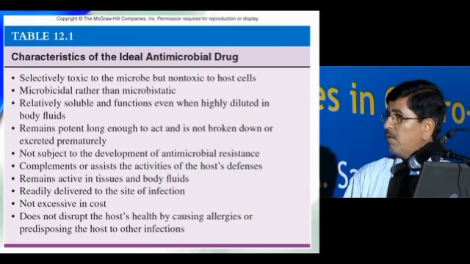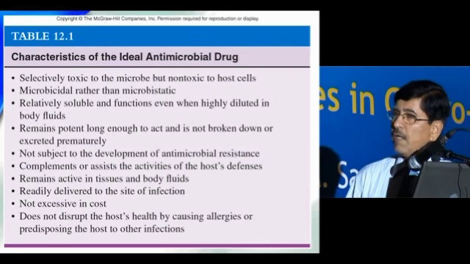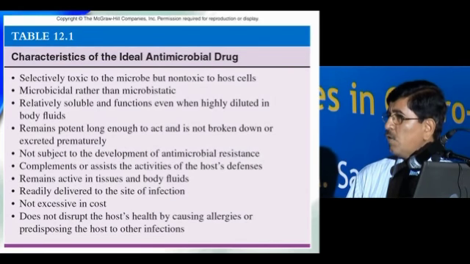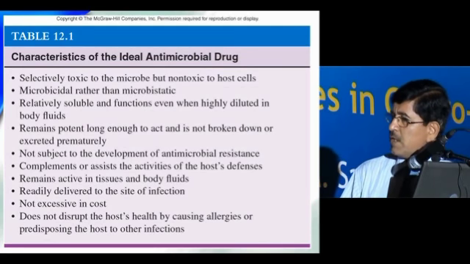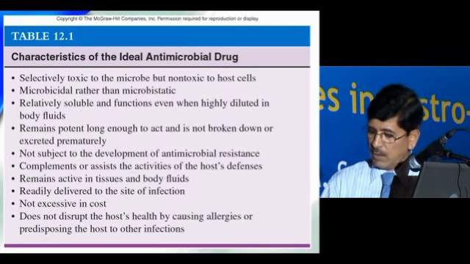It complements or assists the activities of the host defense mechanism. The drug should remain active in the tissues and body fluids, be readily delivered to the site of infection, not be excessive in cost, and not disturb the host's health by causing allergies or predisposing the host to other infections like fungal infections. And from that point of view, quinolones are a good choice.